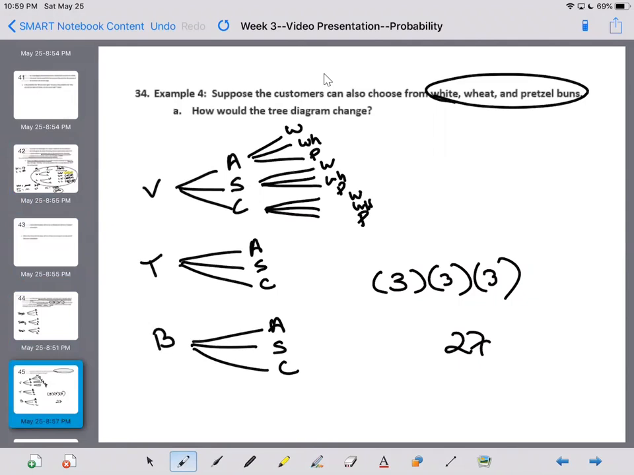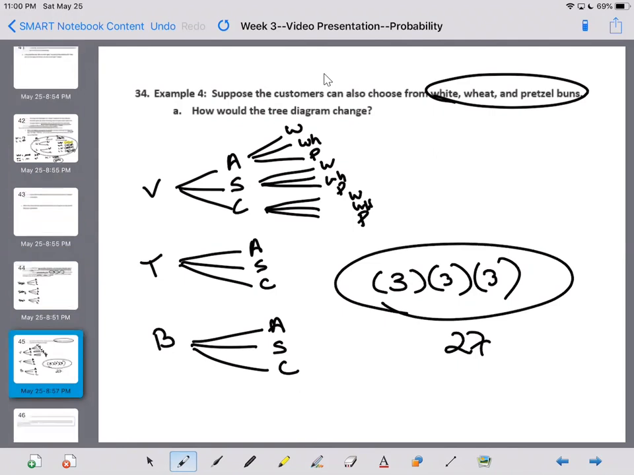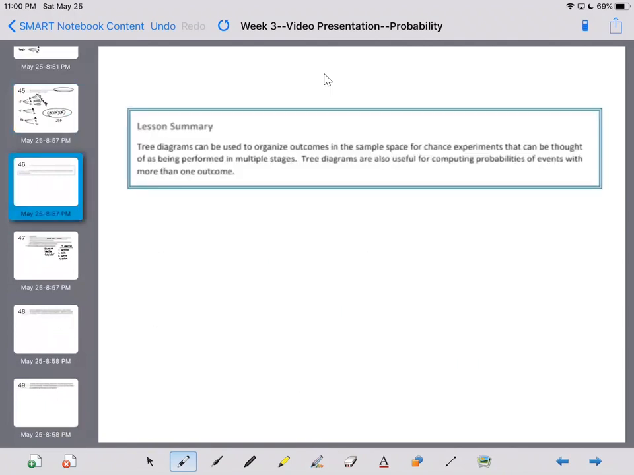which is very similar to what you have in the choices when you go to Subway. You already kind of know what you want, but you've got different types of bread, different types of meat, you've got different types of toppings. So this is your counting principle, which allows you to multiply to figure out what those different outcomes would be. So tree diagrams can be used to organize the outcomes to determine the sample spaces.